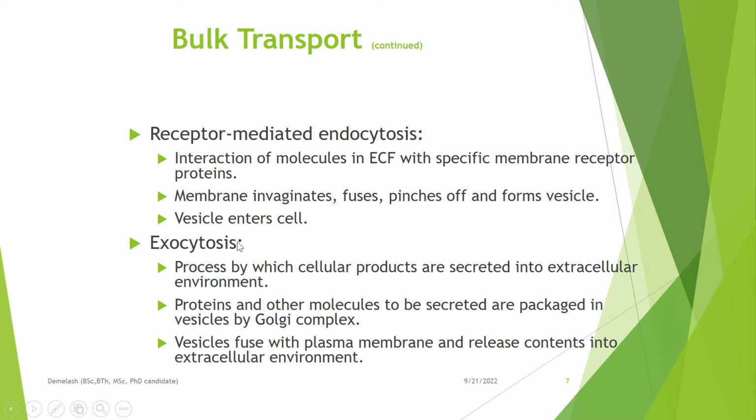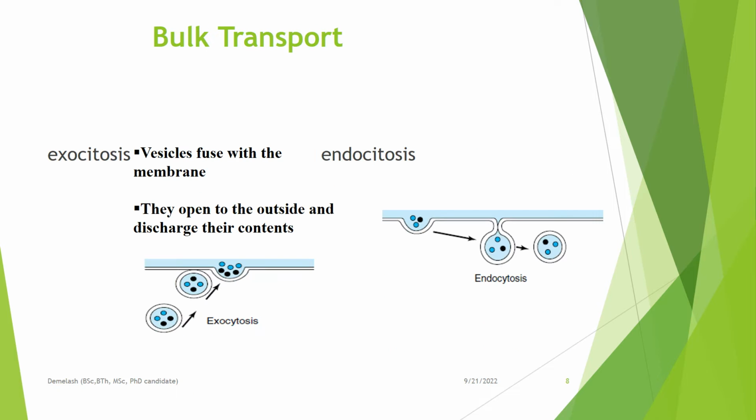Exocytosis is the process by which cellular products are secreted into the extracellular environment. Proteins and other molecules to be secreted are packaged in vesicles by the Golgi complex inside the cell, and the vesicles fuse with the plasma membrane and release their contents into the extracellular environment. This is bulk transport, exocytosis. Vesicles fuse with the membrane, open to the outside, and discharge their contents, as diagrammatically depicted. In endocytosis, the material is engulfed and enters inside the cell like this.